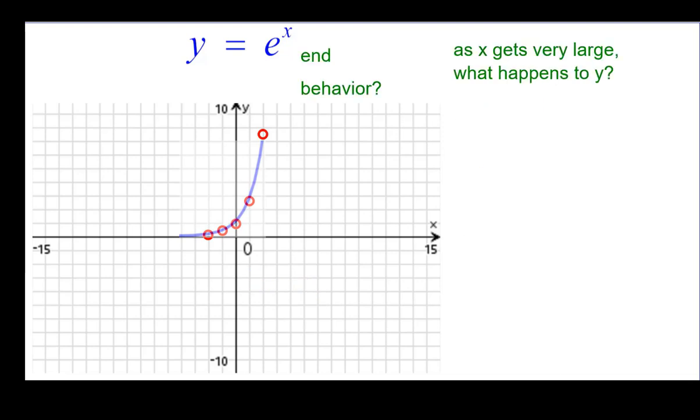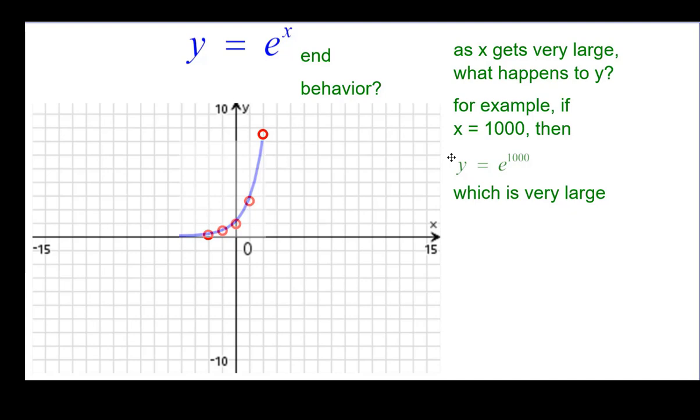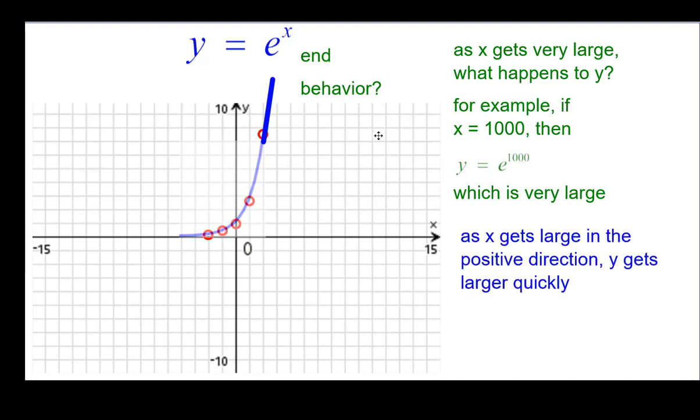And now we need to look at the end behavior. For example, what's happening at this end, what's happening at this end. So we'll start with as x gets very large, and that's in this direction, what happens to y. In analyzing that, if x were 1,000, e to the 1,000th power, 2.7 times 2.7, 1,000 times, would be a very, very large positive number. We show that on the graph this way. So as x gets large in the positive direction, y gets larger quickly. So that's how we'll indicate that end behavior.